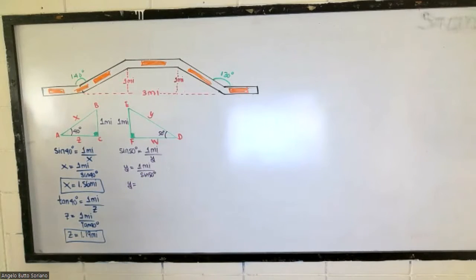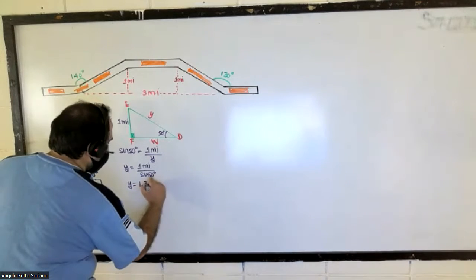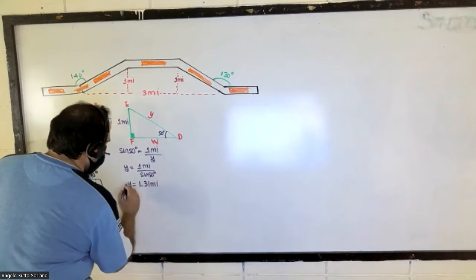For that reason, y is 1 over sine 50. 1 entre seno de 50. ¿Cuánto le dio? 1 punto. All right. Thank you. 1.31 miles.